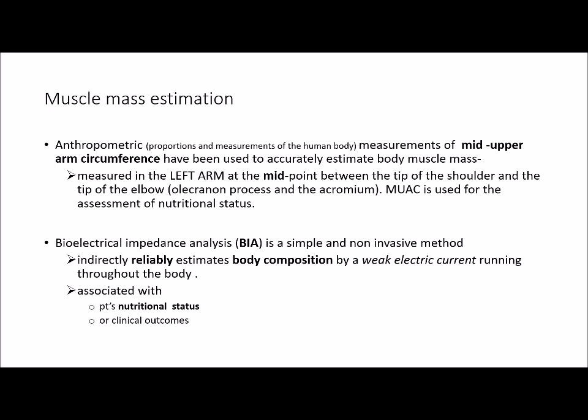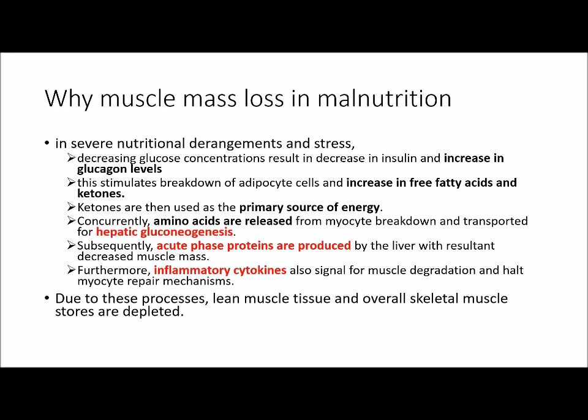Bioelectrical impedance is basically passing a weak electrical current through your body, and it is an indirect but reliable estimate of the body composition. As we said, it is specific for nutritional status and for the clinical outcome. That has a direct relationship to the nutritional status and the clinical outcomes, right? Now, why is there loss of muscle mass and malnutrition? Okay, you say, yes, he's losing weight, but can you know why he's losing weight?